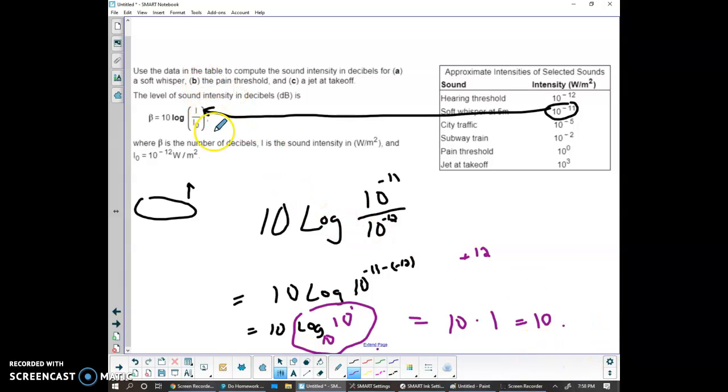Okay. So hopefully that helps you with this one. For the other ones, you're just plugging stuff in and then you're figuring out the log and just like that. And then you're multiplying it by 10.